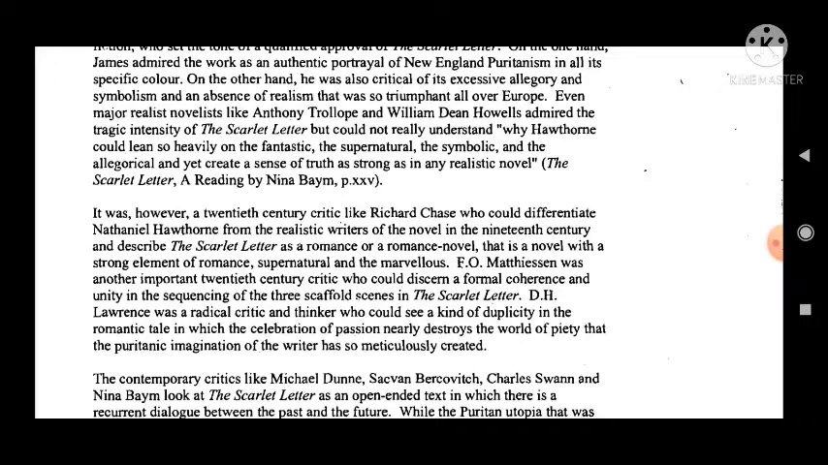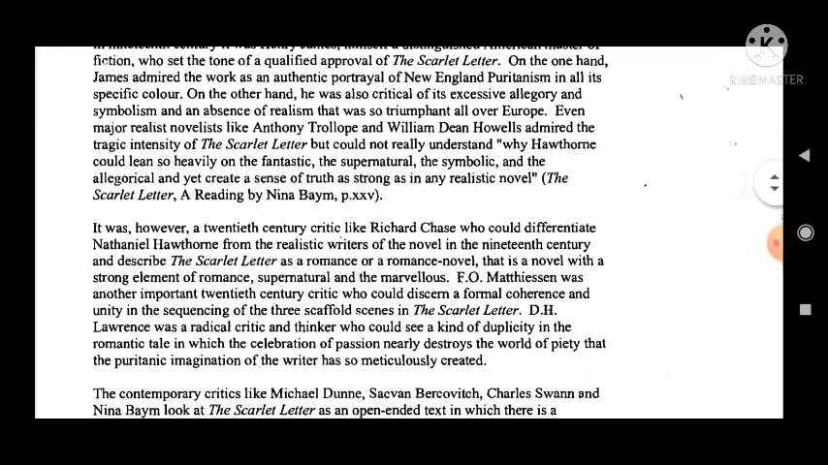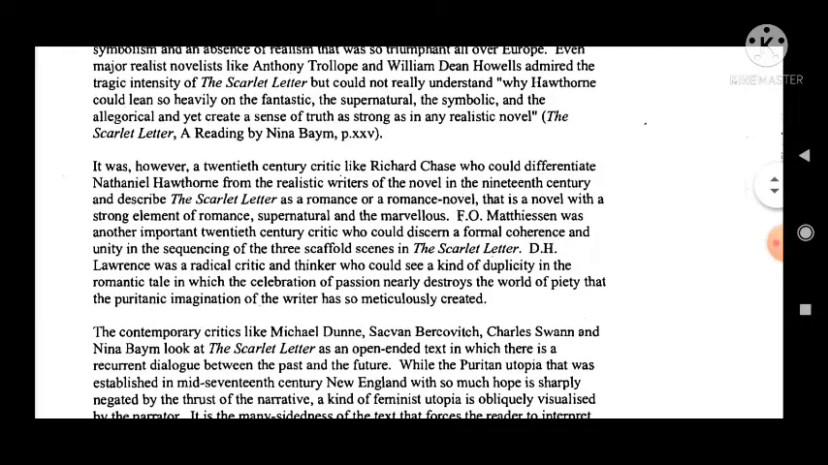Even major realist novelists like Anthony Trollope and William Dean Howells admired the tragic intensity of The Scarlet Letter, but could not really understand why Hawthorne could lean so heavily on the fantastic, the supernatural, the symbolic, and the allegorical, and yet create a sense of truth as strong as in any realistic novel. The Scarlet Letter, a reading by Nina Baym, page number 14.